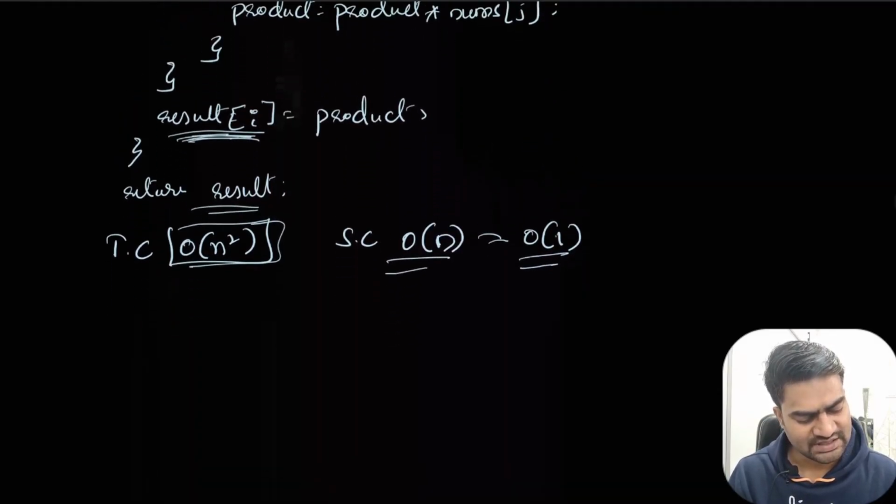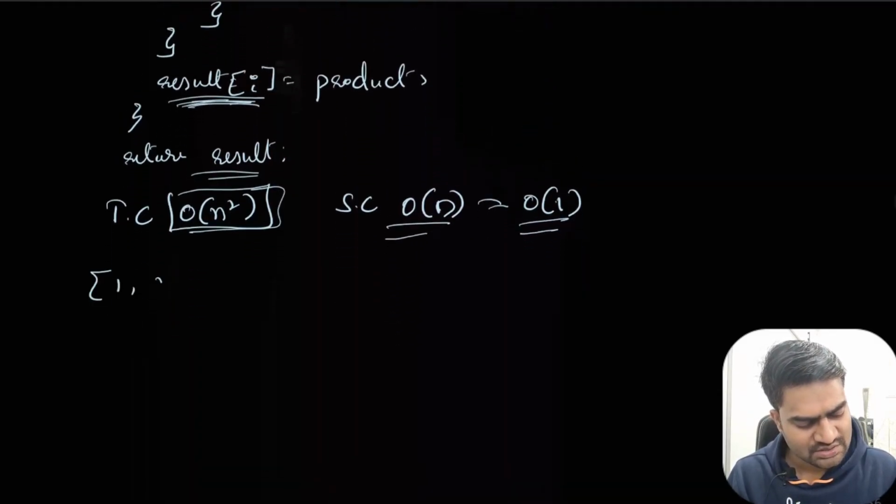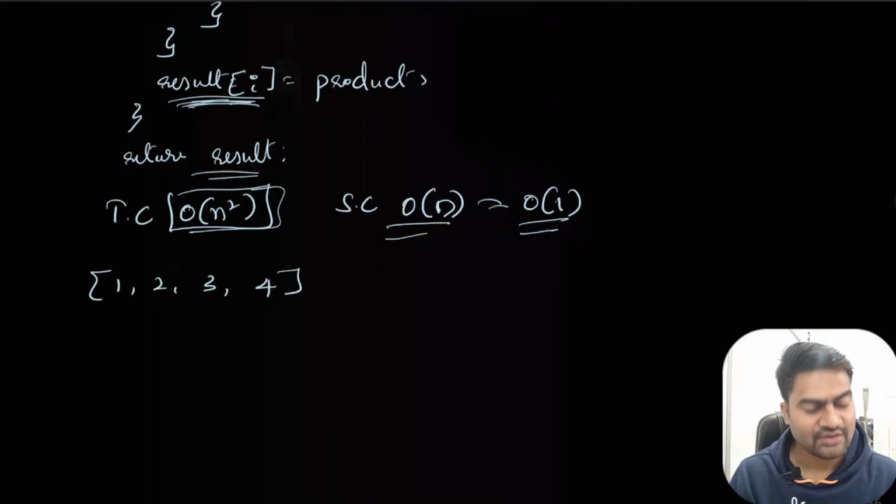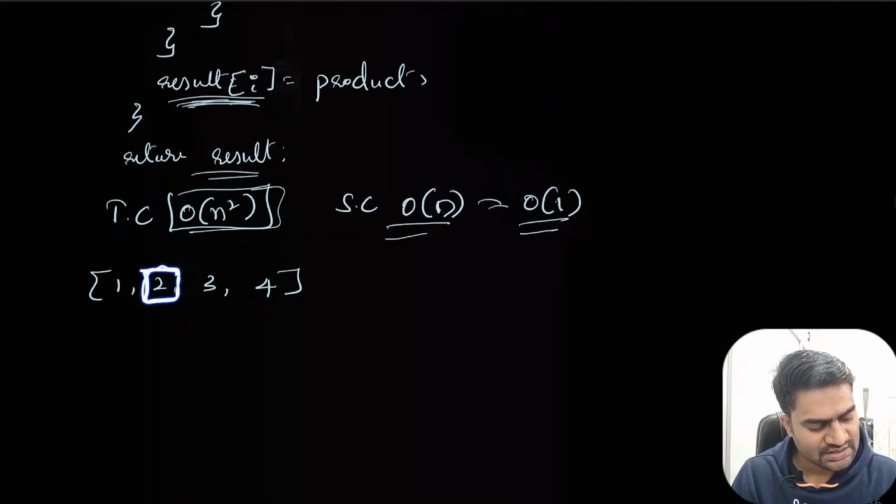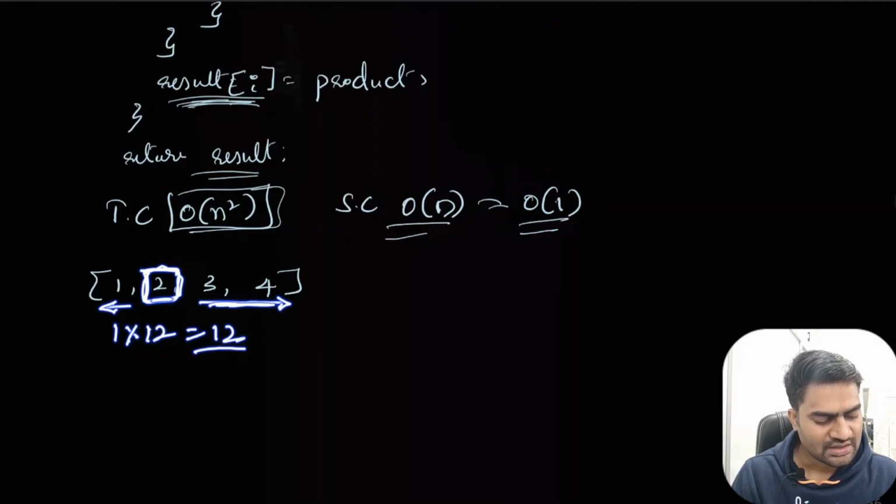Now again I will take my array. So 1, 2, 3 and 4. Okay. So now let us assume if I want the number in my results array for this particular place, then I need this prefix product, correct? And also I need the suffix product. So basically it will be 1 into this product, which will be 12. So this 12 is used to place at this particular position, correct?